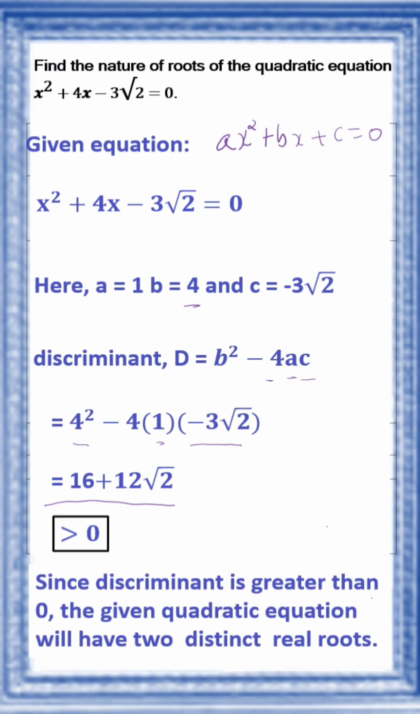So the discriminant is greater than 0. The given quadratic equation will have two distinct real roots.